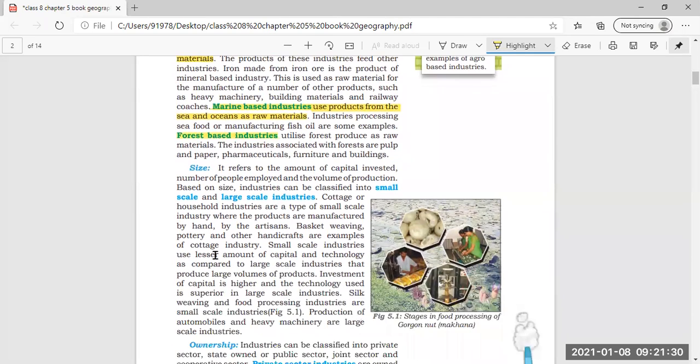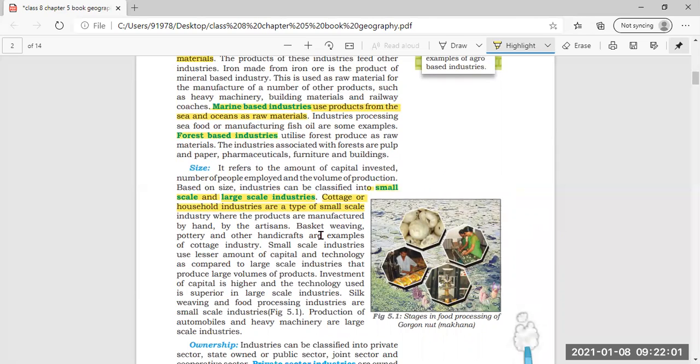Then further, we have seen in a previous class industries based on size. That is, we have understood small scale industries and large scale industries. Then cottage or household industries are a type of small scale industry where the products are manufactured by hand, and particular artisans are well engaged in that particular art.